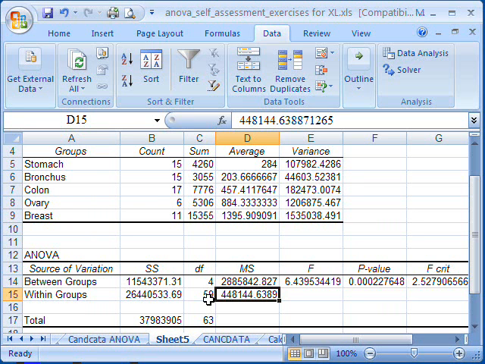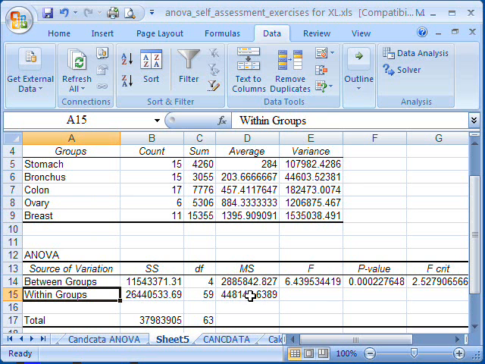Okay, so we've partitioned the variability in the data to 2 causal sources. One is the fact that the cancers tend to have different survival times, and the other is that within each cancer, not everybody actually lives for exactly 100 days and then dies off. There's variation within each cancer in the survival time, and that's what this error variance relates to.